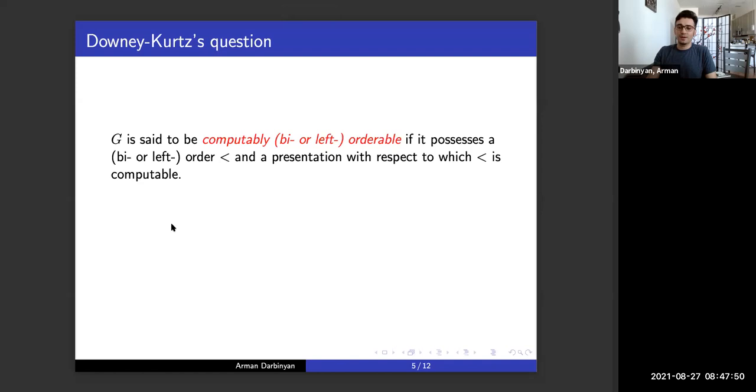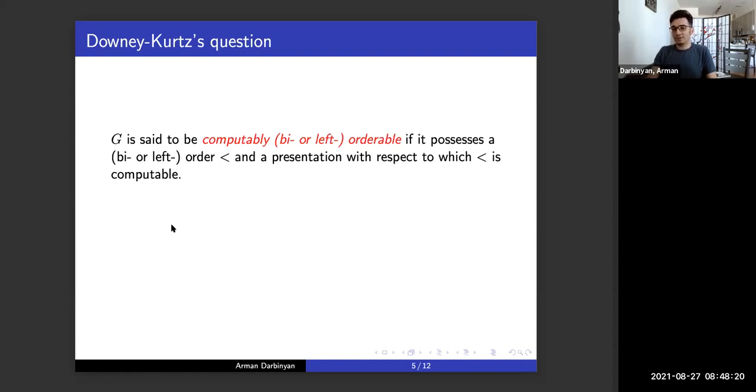But now I'd like to define what it means that the group G is computably orderable. It simply means that it has an order that is computable. If the order is a bi-order, then we say it's computably bi-orderable. If the order is a left order, then we say that G is computably left orderable.